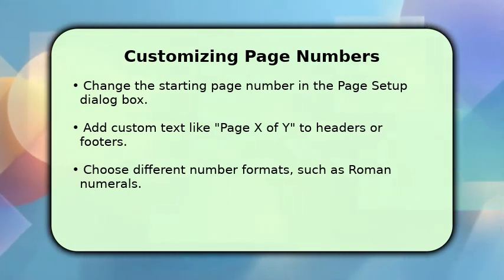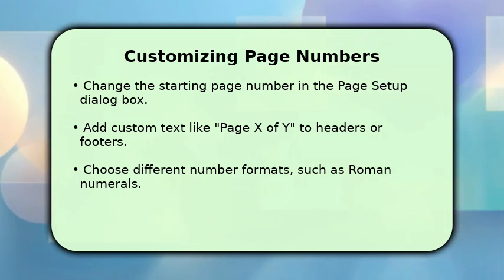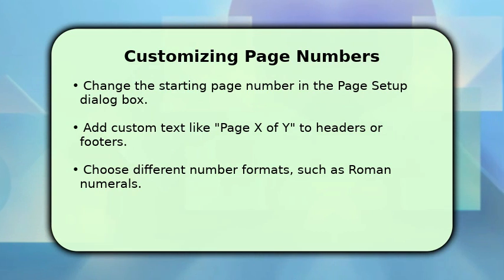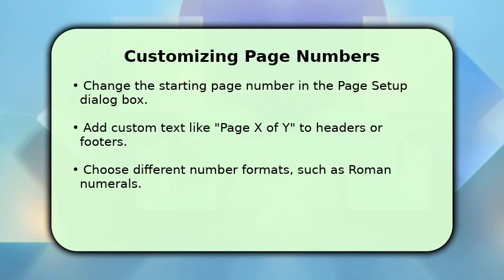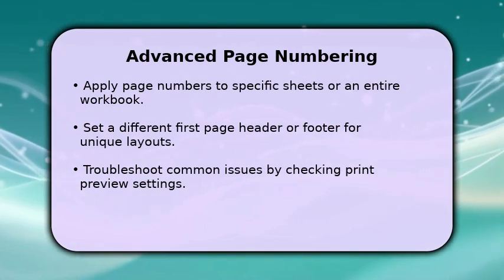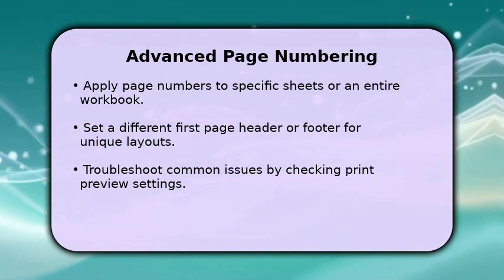Within the Page Setup dialog box, you can easily change the starting page number to suit your document's needs. You can also add custom text, like page 1 of 10, directly into your headers or footers. Furthermore, Excel lets you choose various number formats, including standard Arabic numerals or even Roman numerals for a polished look. For more advanced control, you can apply page numbers to individual sheets or your entire workbook.